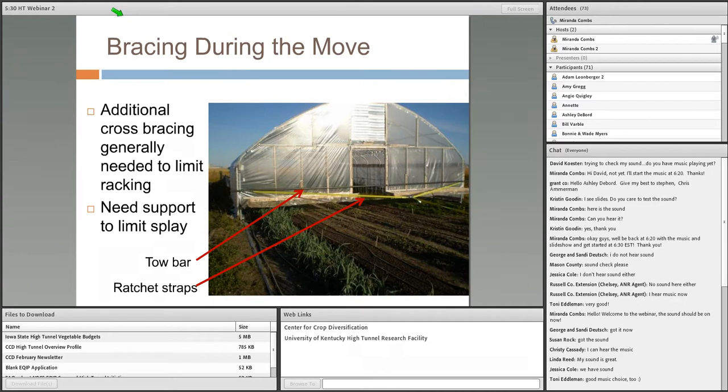So the main thing here is you can use a lot of things, but you need some type of support to limit the splay on the tunnel so that those sides don't expand out as you're moving the tunnel to its next stop. The other piece that's important to point out here is you can see that the door is not flush with the ground. And that's really important because you can't drag a flush door across the ground. You have to think about the end walls as well, not just how you're moving these things. So you'll want to have at least a couple of feet to be able to flip that front end up. There's lots of different ways to do this.